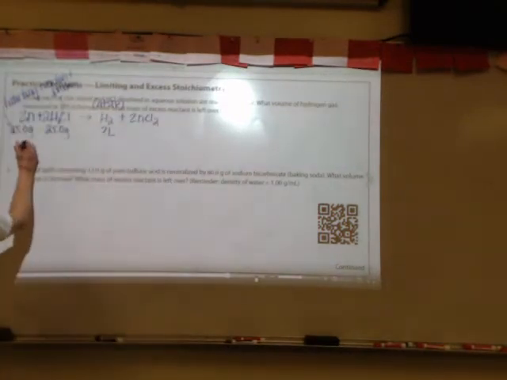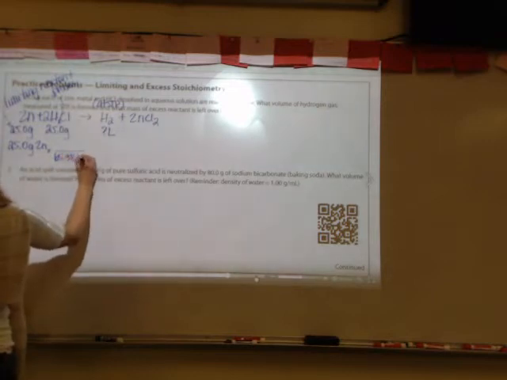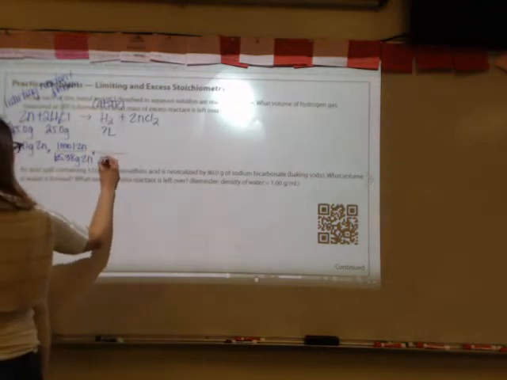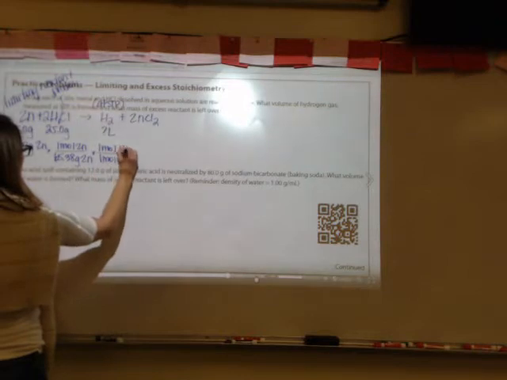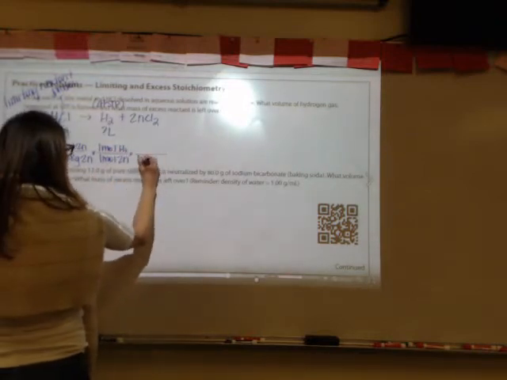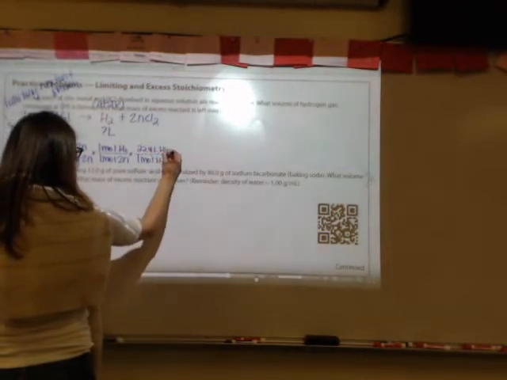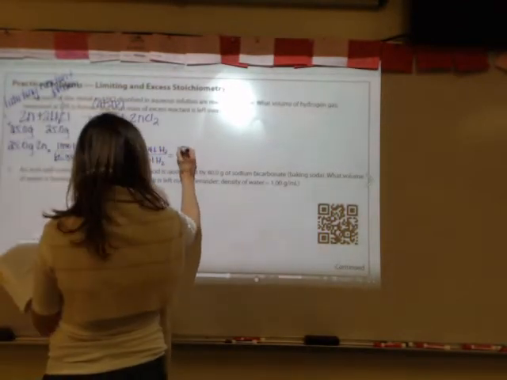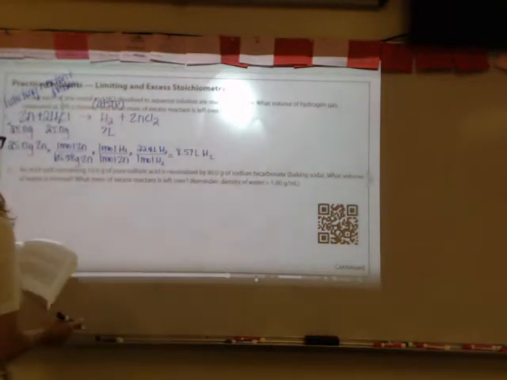So what we're going to do is take our 25 grams of zinc and convert that to moles by dividing by its molar mass. The coefficient in front of zinc is a 1. The coefficient in front of H2 is a 1. And then I'm going to liters, and I'm at STP, so I can use 22.4 liters per mole. That's going to give me 8.57 liters of H2 produced by zinc.